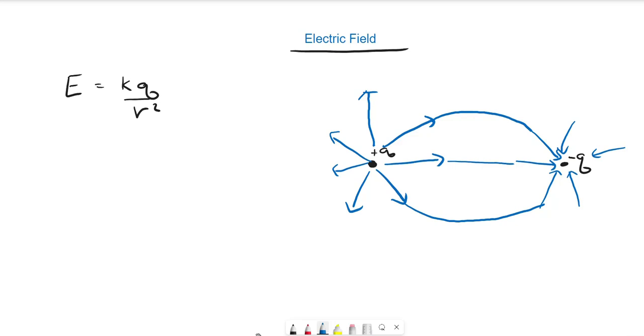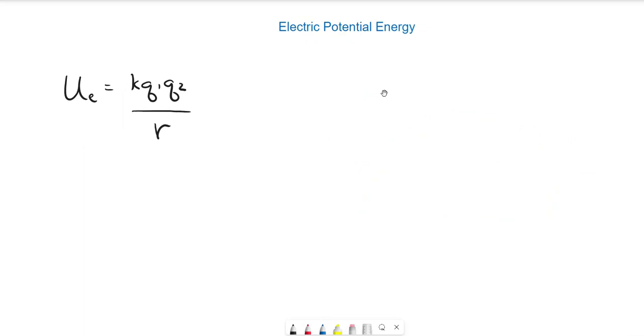And then it's 1 over r squared, similar to the force, because the force exists because of the field generated by each charge. Okay, and now we have the electric potential energy. This would work similar to other types of potential energy.